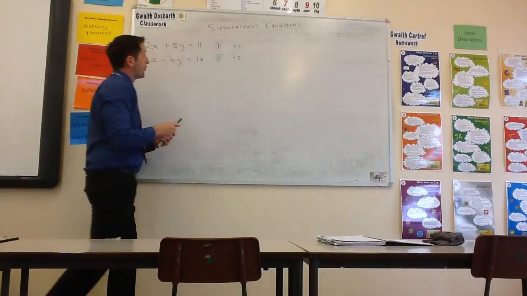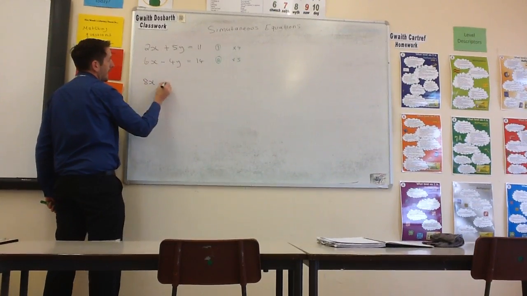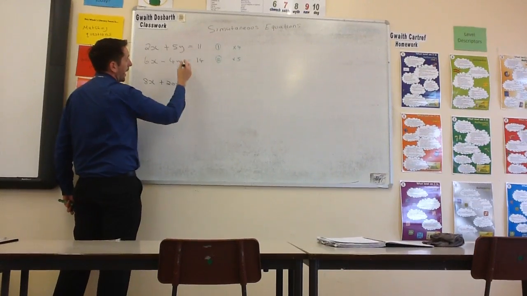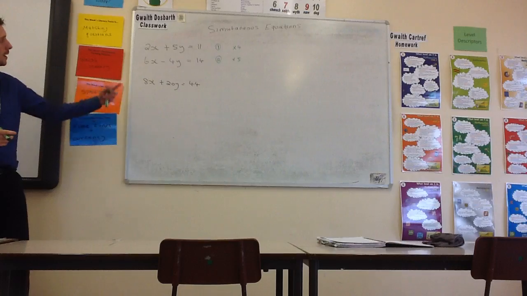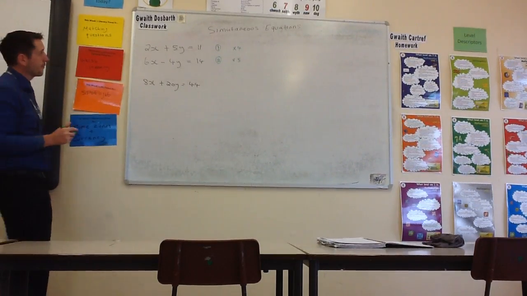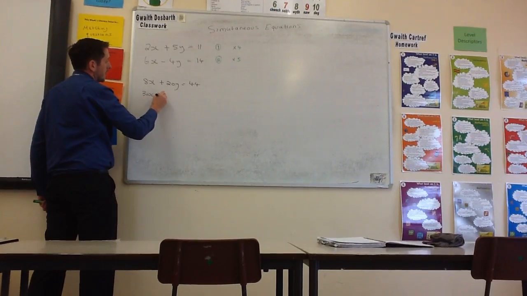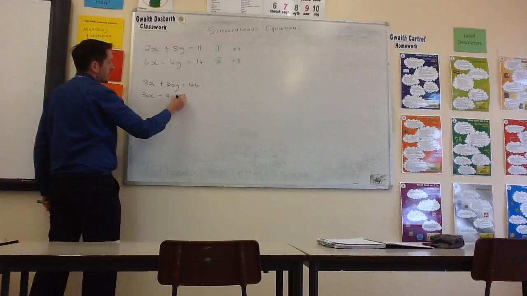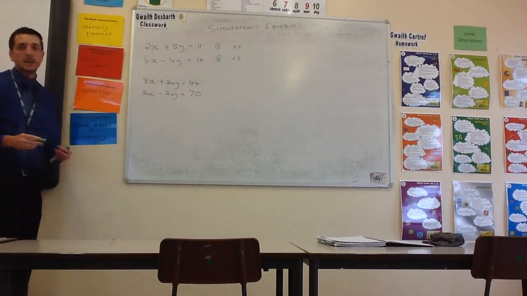So, multiplying all the first equation by 4: 4 times 2x is 8x, 4 times 5y is 20y, and 4 times 11 is 44. Second equation, multiplying everything by 5: 5 times 6x is 30x, 5 times 4y is 20y, and 5 times 14 is 70.